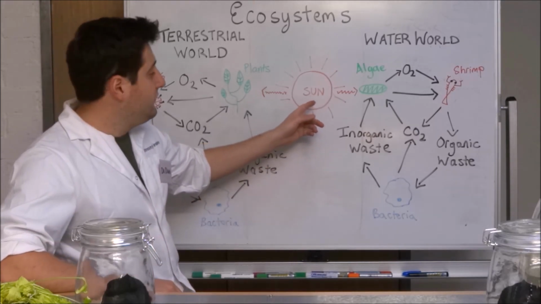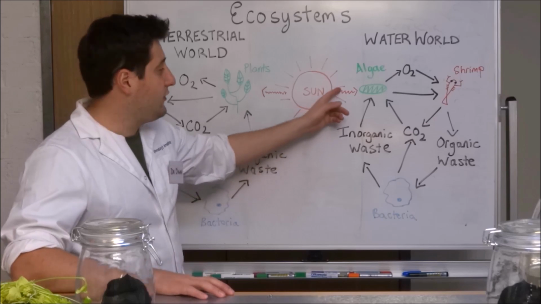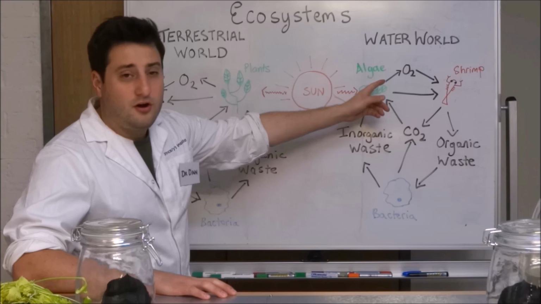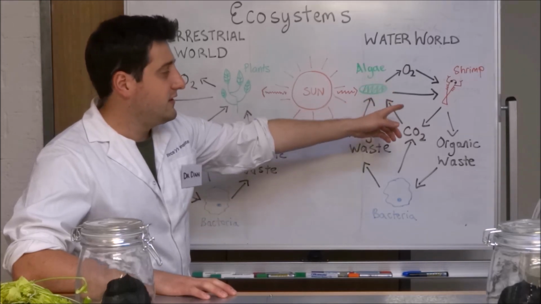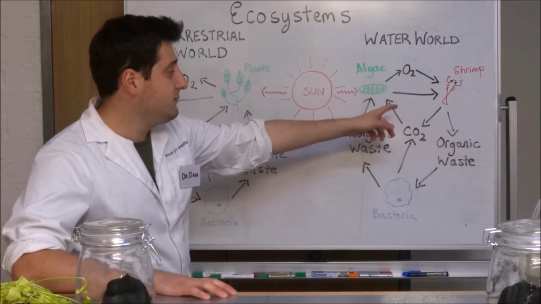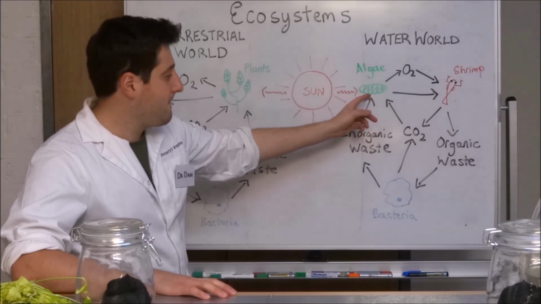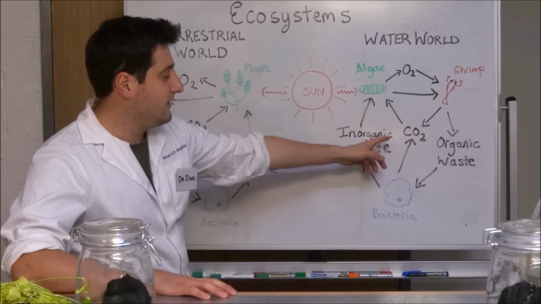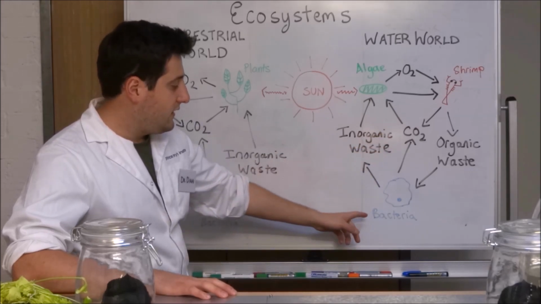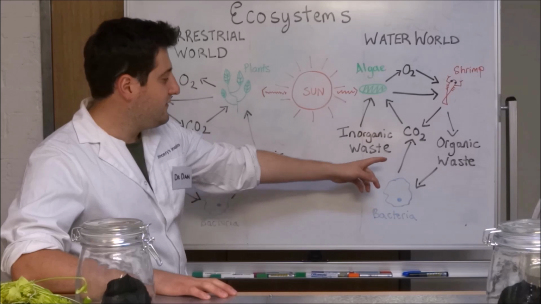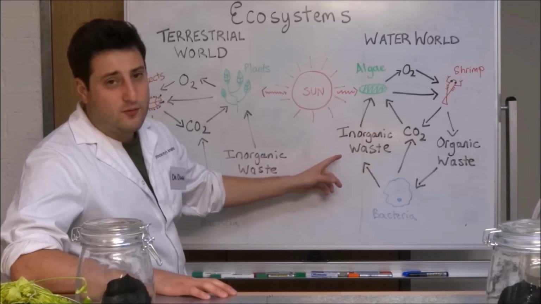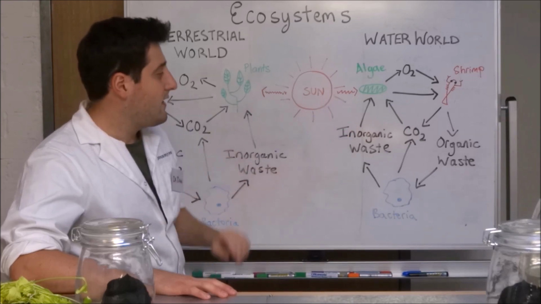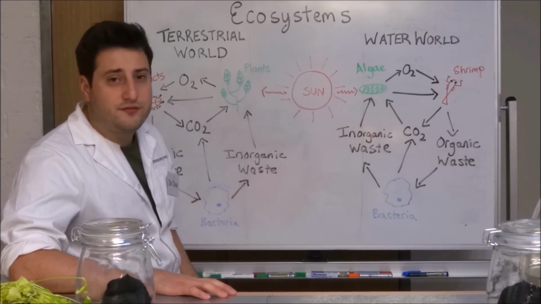In the water world, the sunlight also grows the plants and the algae, which convert CO2 into oxygen, which can be used by the shrimp. The shrimp love to eat the algae and in the process produce organic waste as well as CO2. The bacteria eat the organic waste and turn it into inorganic waste, which can be used by the algae. And once again, we have a very nice self-sustaining system.